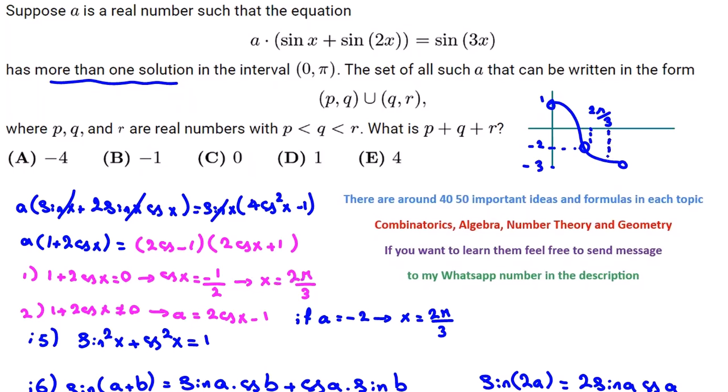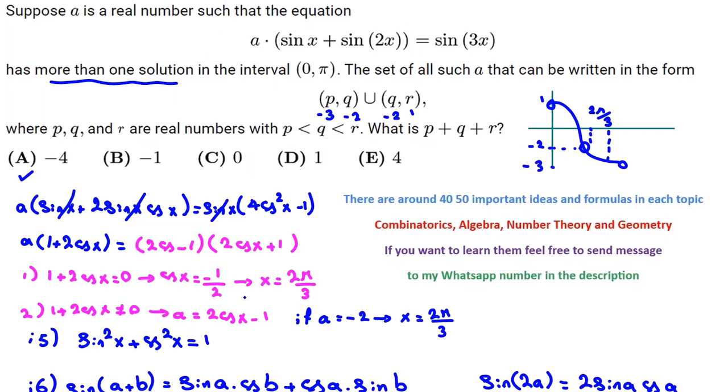For example, this x. Okay, so P will be what? Negative 3. Q will be what? Negative 2. R is 1. Okay, now we can say P plus Q plus R is what? Negative 3 minus 2 plus 1, which is negative 4. So the answer is choice A.